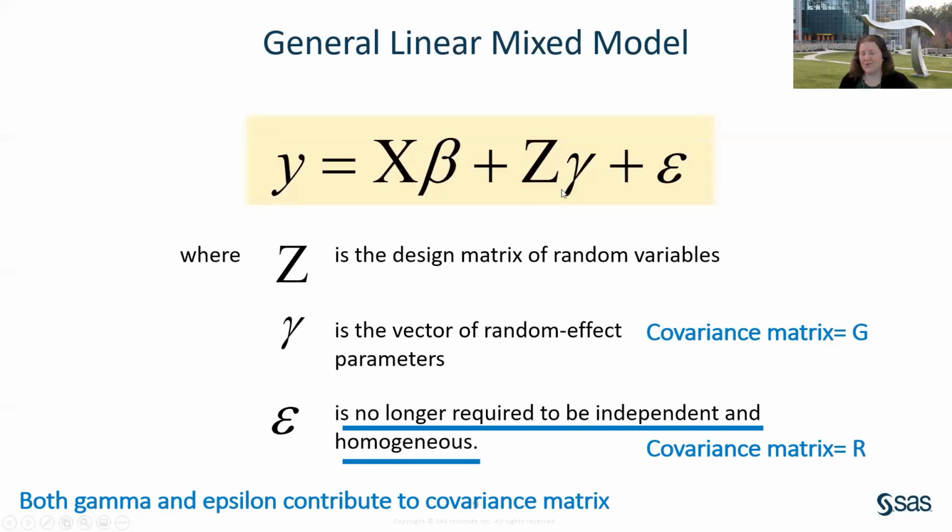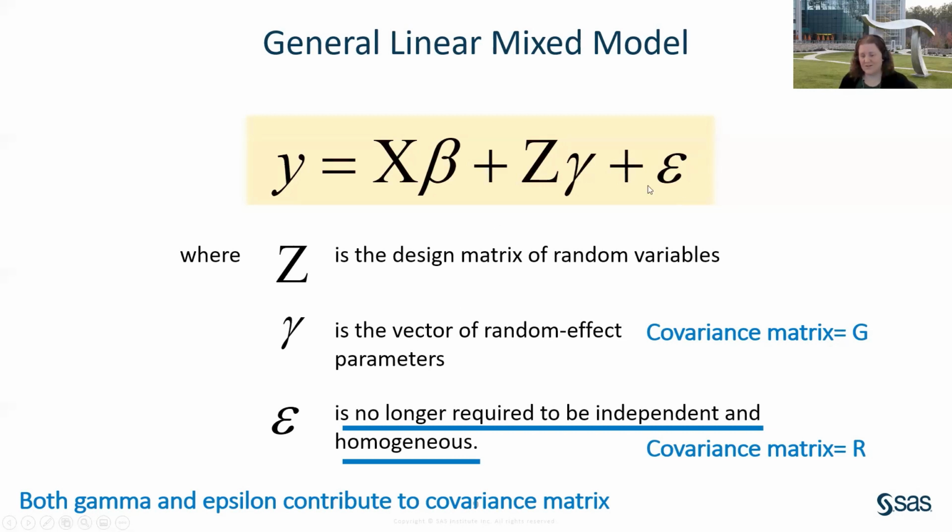Gamma, the random effects, also has its own design matrix, and that's called Z. And this is where we tell SAS, is it a random intercept? Is it a random slope? If our random effect is time itself, this is where the actual time values would come in. All right. So we have this random effect gamma, and its covariance matrix we call G.